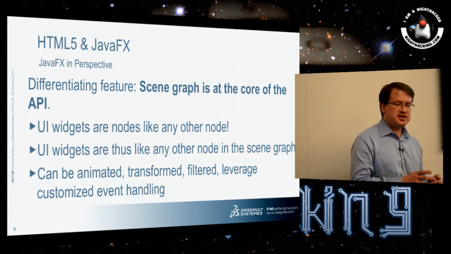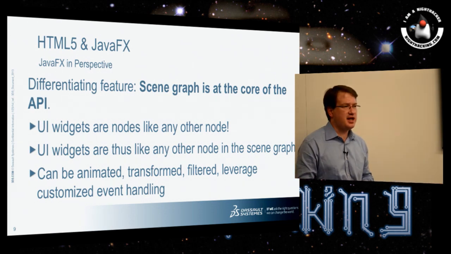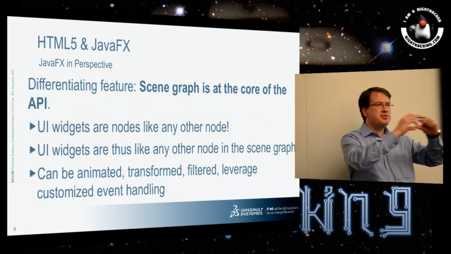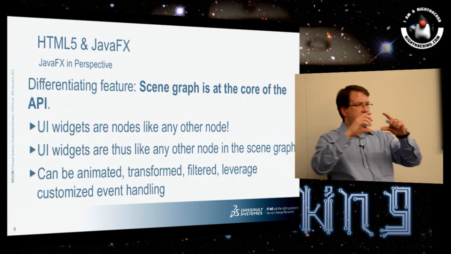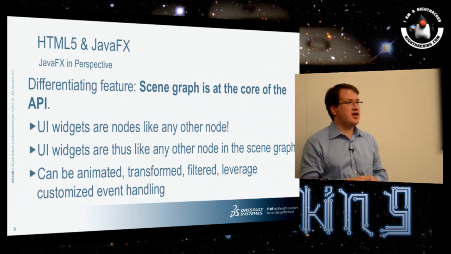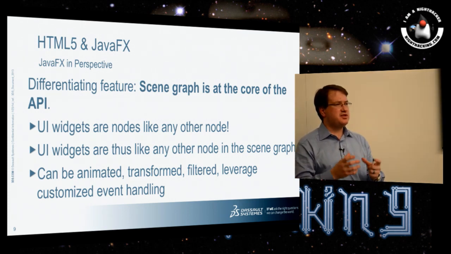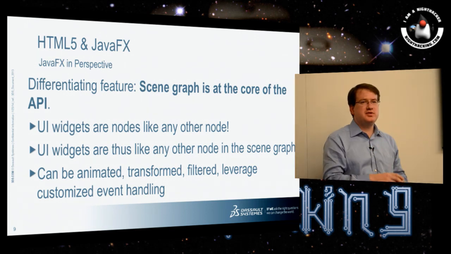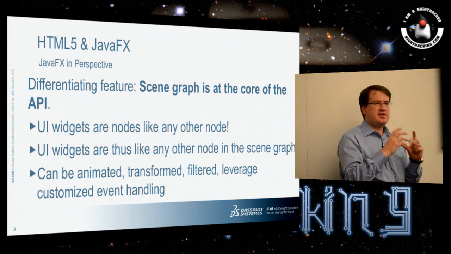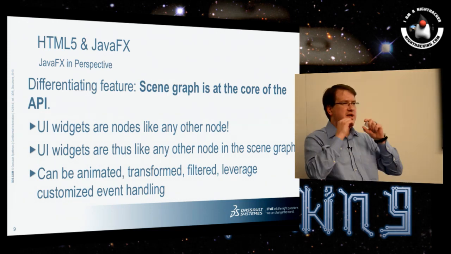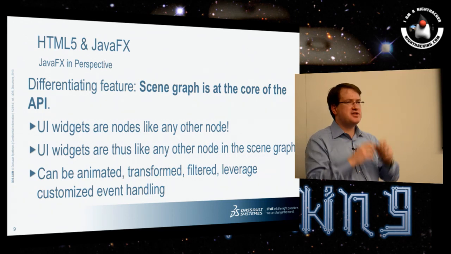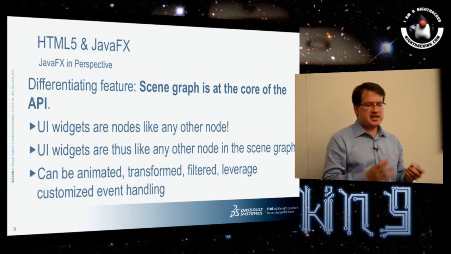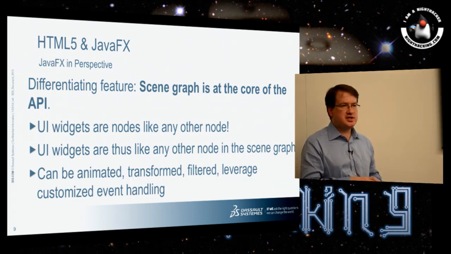JavaFX in perspective: one of the differentiating features is that the scene graph is at the core of the API. So if you were writing a Swing application and you wanted to zoom in on part of the UI, or you wanted an animation where you animated the widgets, that was really hard to do. If you wanted to dim the screen, you were limited to one glass pane on the screen. Doing anything with fancy graphics, transitions, making a component expand in size, you really couldn't do that. So the UI widgets, text fields, labels, buttons, are nodes just like any other node.